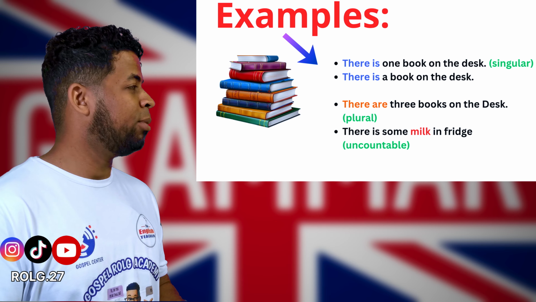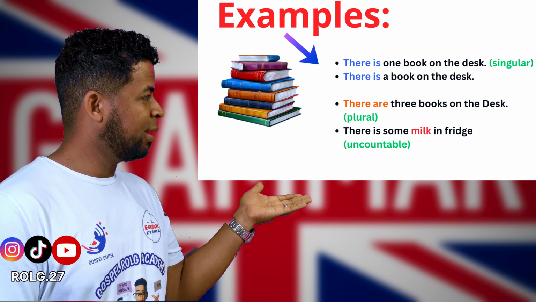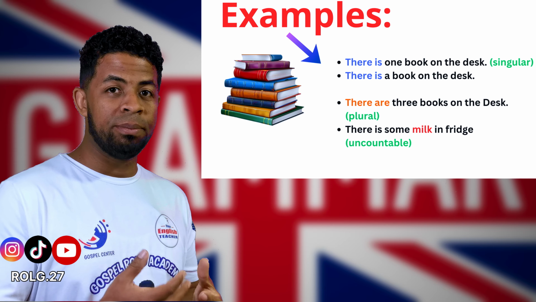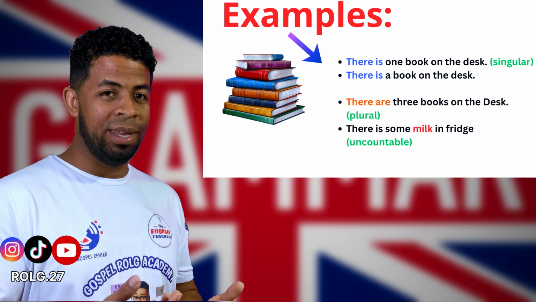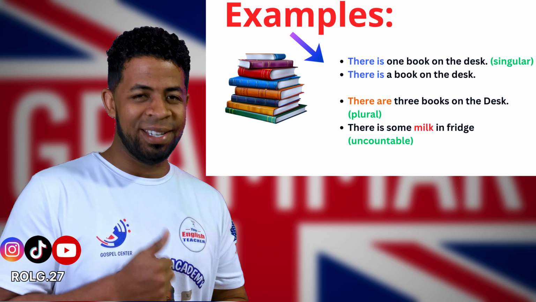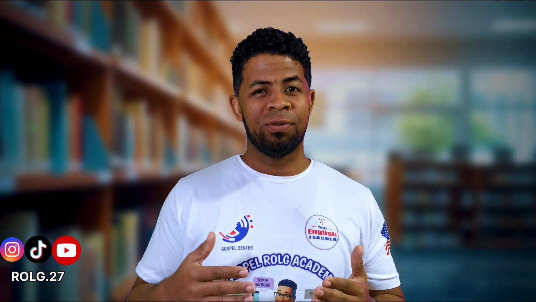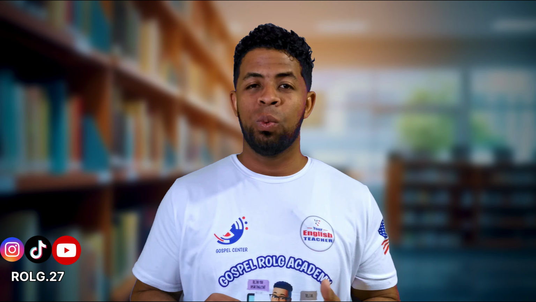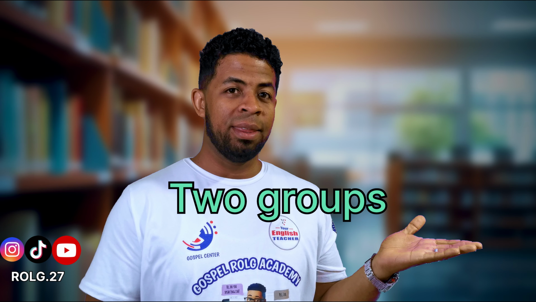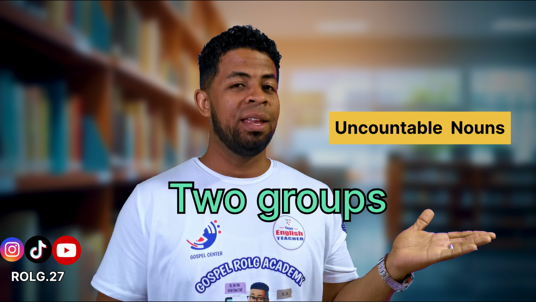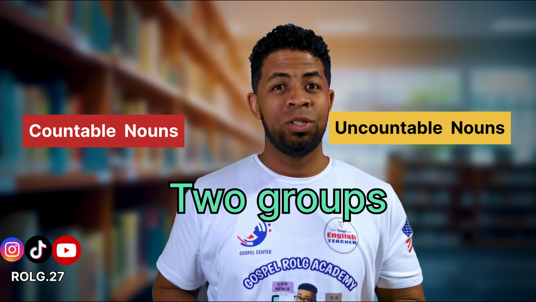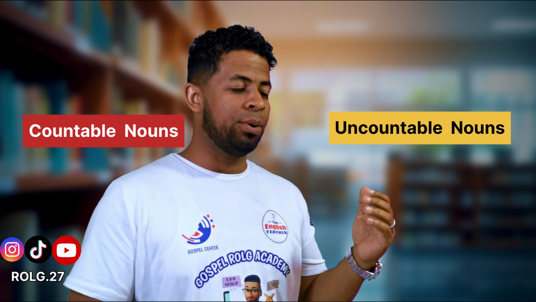The third example is there is some milk in the fridge. The word milk, or the object milk, is uncountable, yeah? So let's break it down further to understand it. Let's understand this topic a little further, and it's because we have 2 groups here. The first one is the group of uncountable nouns and the group of countable nouns. So let's go with the first one, the uncountable nouns.